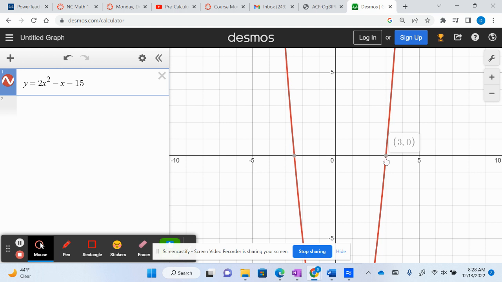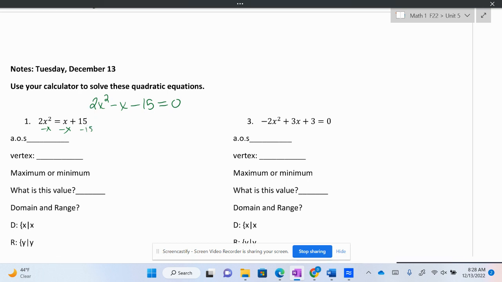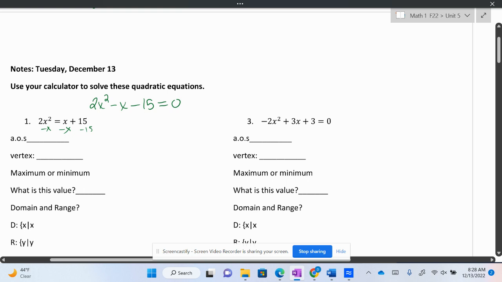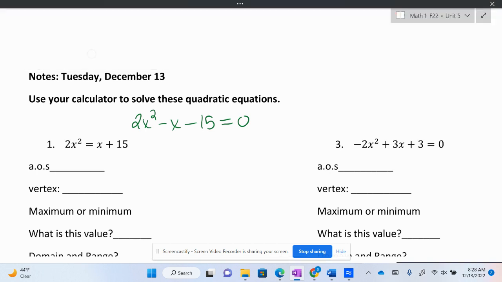All right, so now I'm not going to do any more calculating. I just want to show you how to use it, and now we're going to fill out our notes. The first thing I want you to see is your axis of symmetry. Let's figure that out. How am I going to do that? That's what that A.O.S. is. Talk to me about the axis of symmetry. We did it in our notes yesterday. Look, if you forgot. How do I find that?